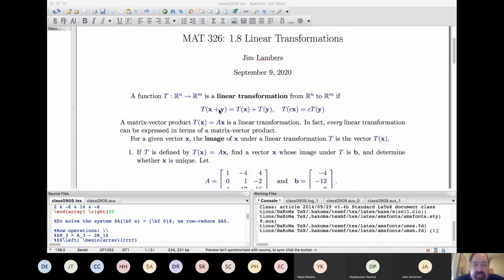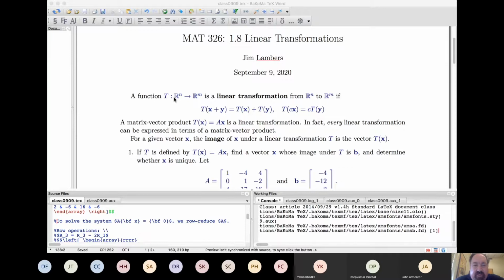Since these two sections are all about linear transformations, here's the definition right here. We have some function of n variables. So we have n variables as inputs, and then we have m variables as outputs. And there's no particular relationship between n and m. They might be equal, or either one could be less than or greater than the other.